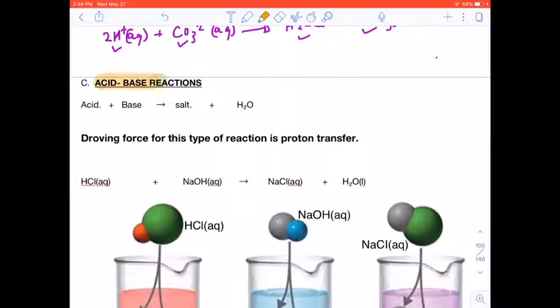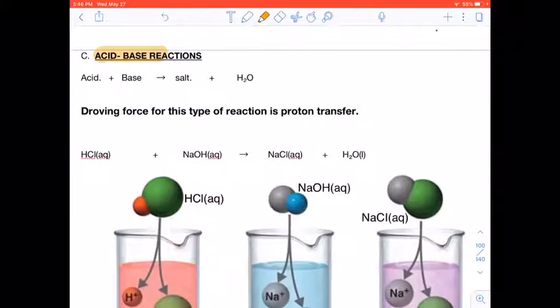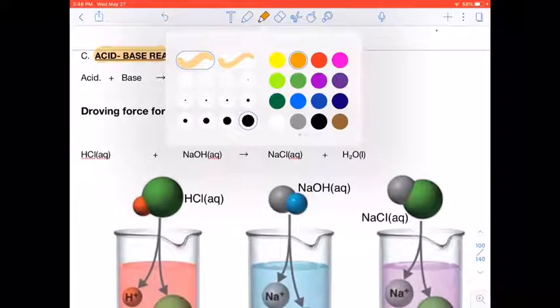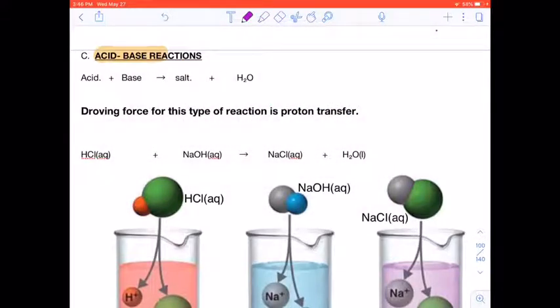Right, we're looking at the acid-base reaction. So if we look at the acid-base reaction here, that's the driving force for this reaction. Okay, the driving force for this type of reaction is a proton transfer. Right, so let's see. Here we have an acid, right? You know how to recognize an acid.